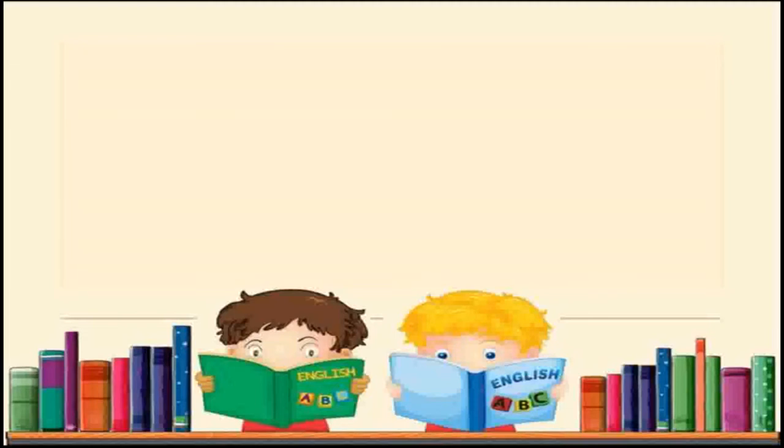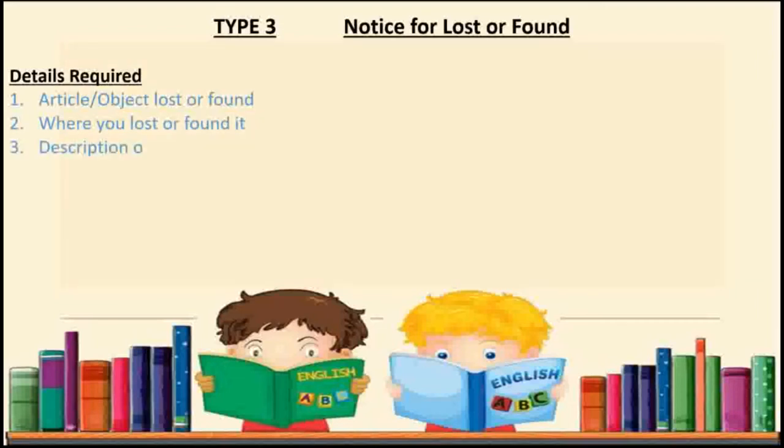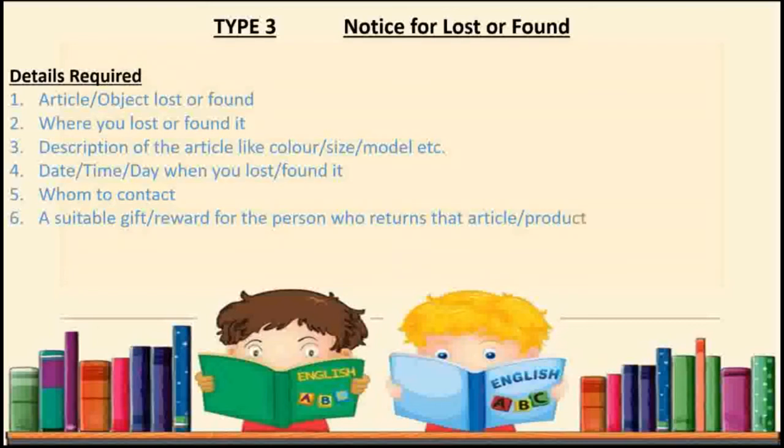Children, let us now see the third type of notice, which is for lost or found. The details required for such notices are article or object lost or found, where you lost or found it, description of the article like color, size, model, etc., date, time, day, when you lost it or found it, whom to contact, a suitable gift or reward for the person who returns the article or product, writer's name and designation along with class.